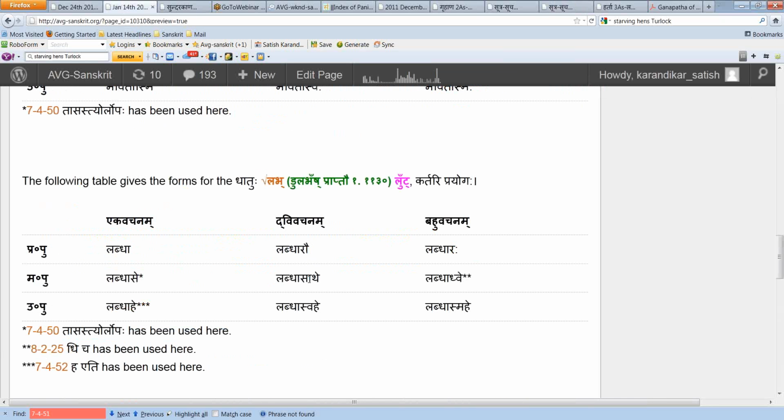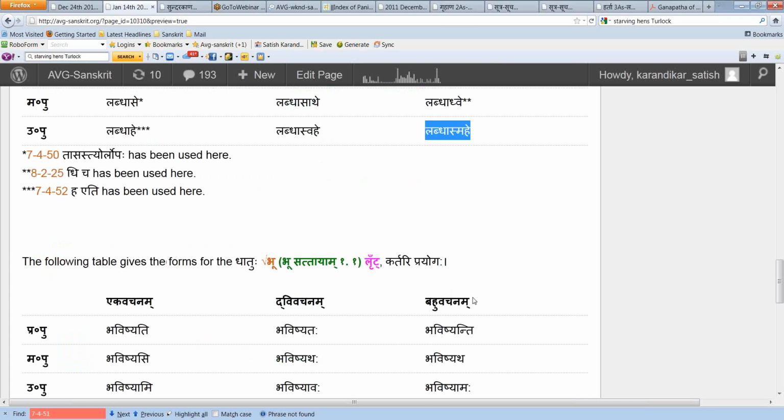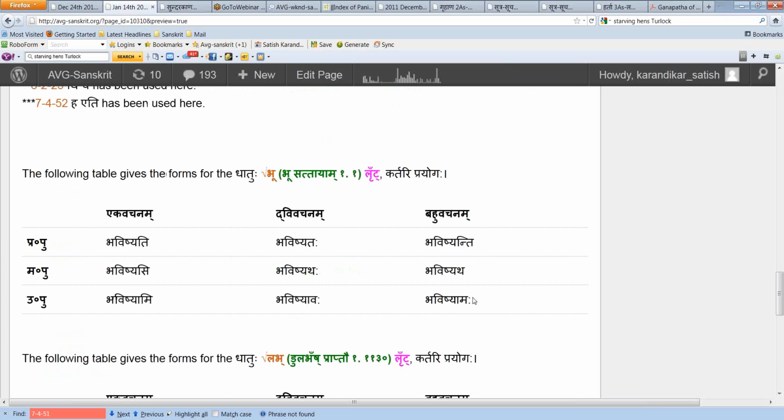And then we get labdhasathe, labdhadhve, where Dhvi Cha applies. In labdhadhve we apply the Dhicha sutram, which is again in a different section, 8.2.25. Then labdhahe, we use Ha Eti, we just saw that. In labdhasvahe, labdhasmahe, that was the thought. So this is where we stopped last time. Now today what we would like to do is finish the remaining Tit lakaras, the last Tit lakaras, which are the four: Lut, Lrut, Lut and Lot.